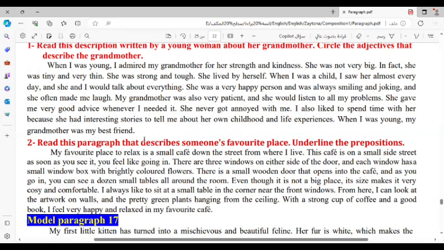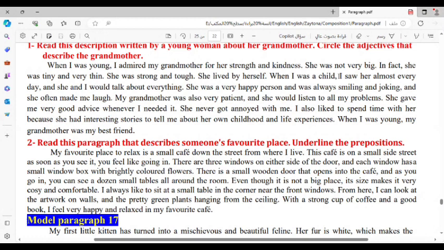Yes, very good. So you see that I used so many adjectives to describe my grandmother. I think we have almost 10 adjectives in this paragraph. When I was young, I admired, I respect this person. Okay, because I like him, I respect him or her. So I admired means I respected my grandmother for her strength and kindness.